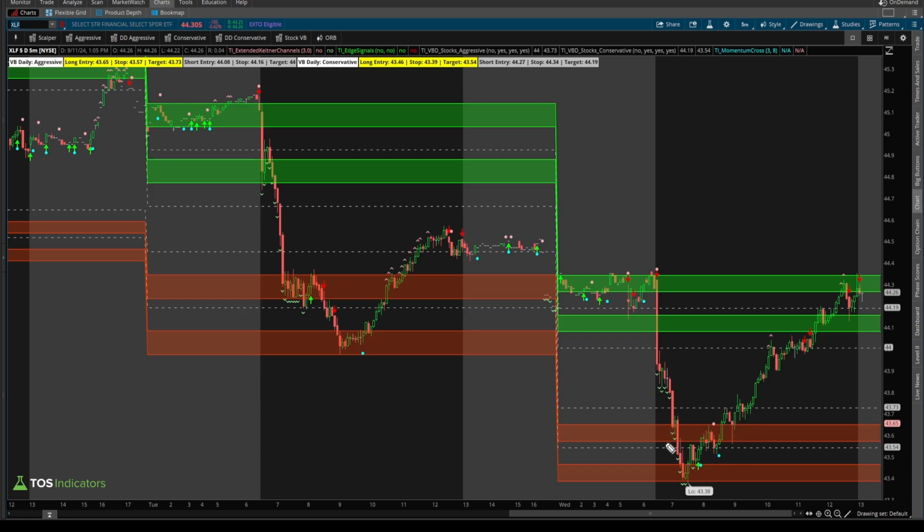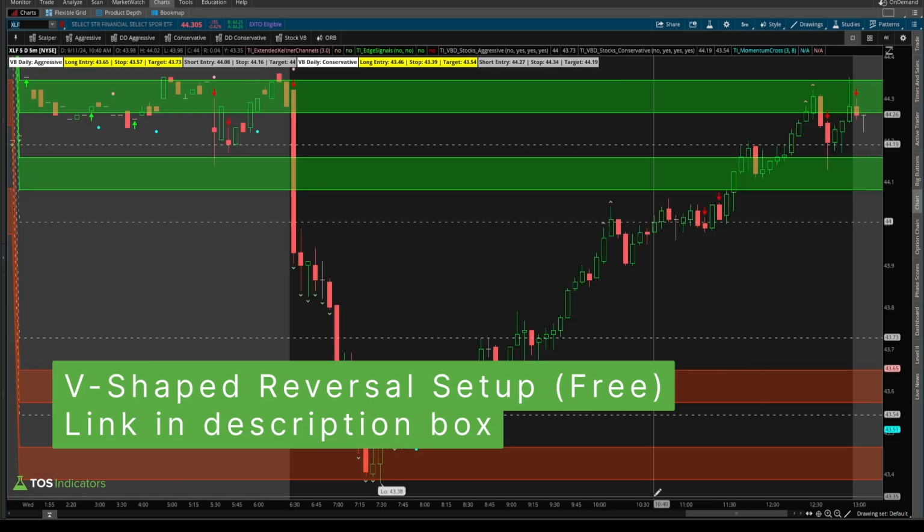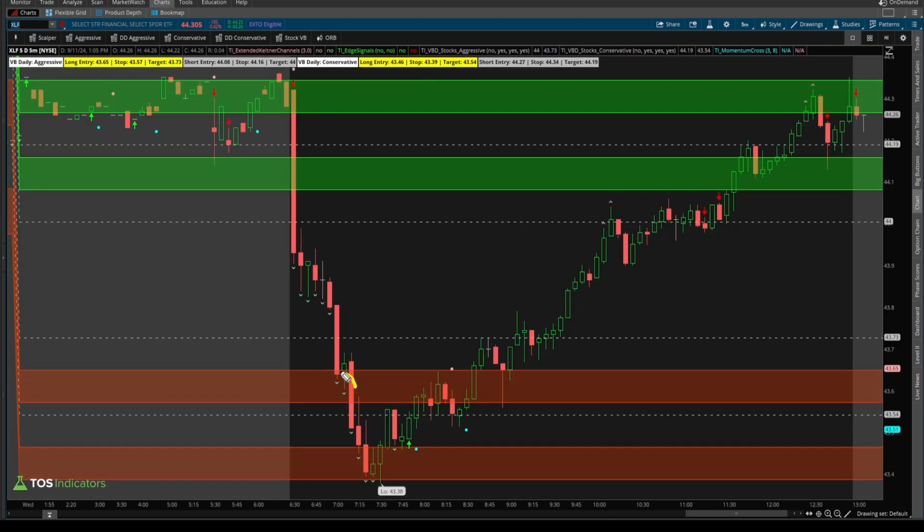If you haven't seen the V-shaped reversal course, I'll leave a link to it in the description box below. It's completely free. It walks through the exact rules to take advantage of these Keltner channel wedges and to take advantage of this momentum cross along with this back and forth action between bulls and bears.